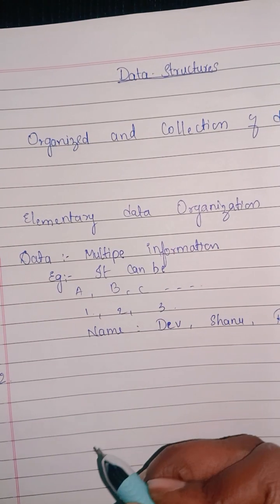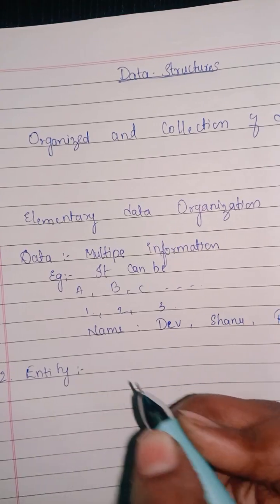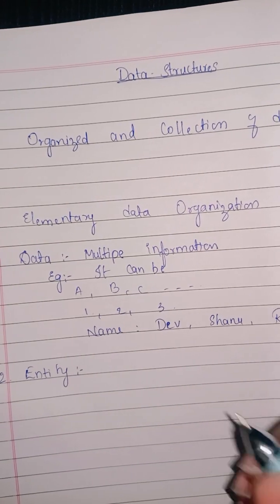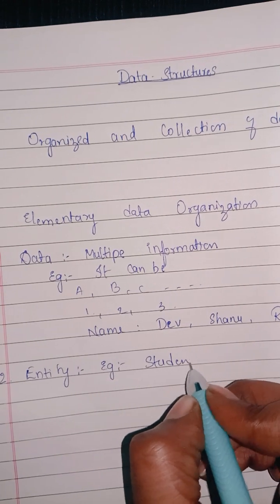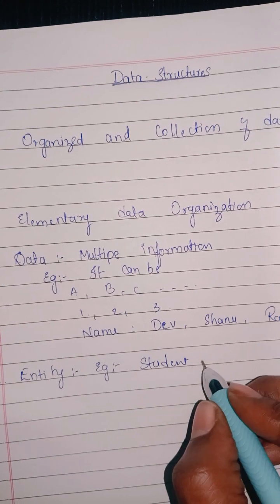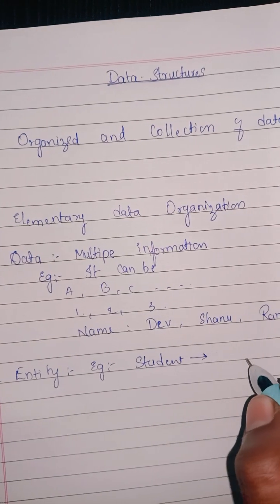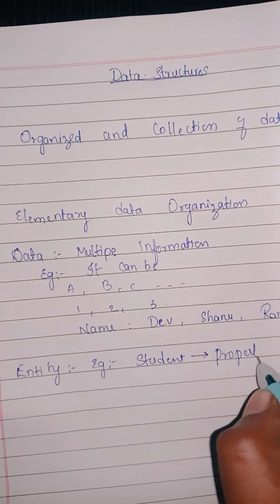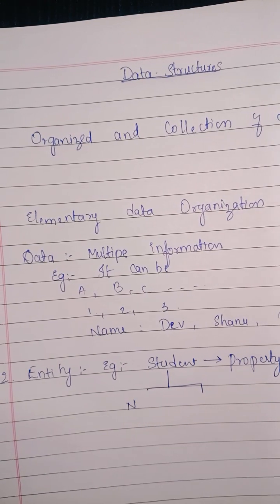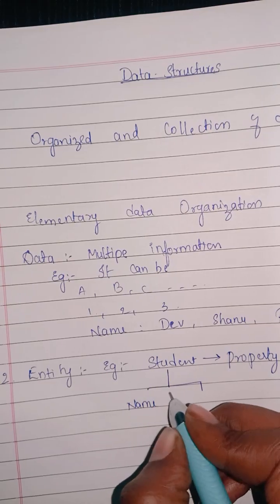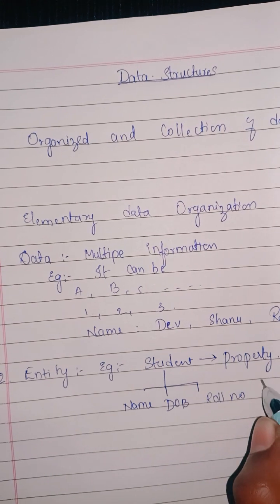Next, the second one we will move on with is the entity. Entity, for example, if I take student, student is the entity, which contains properties like name, date of birth, roll number, address.